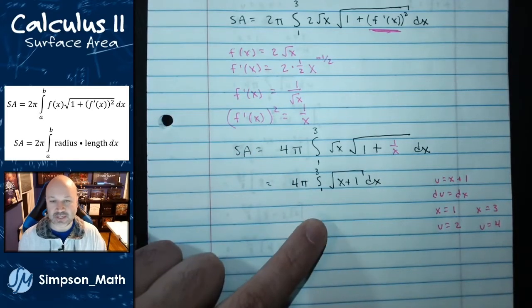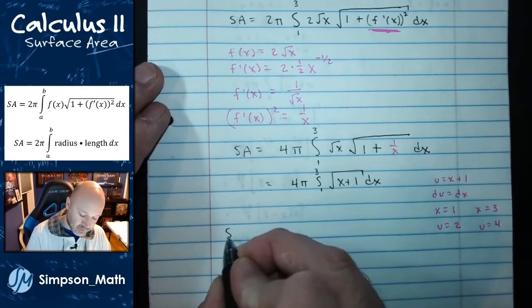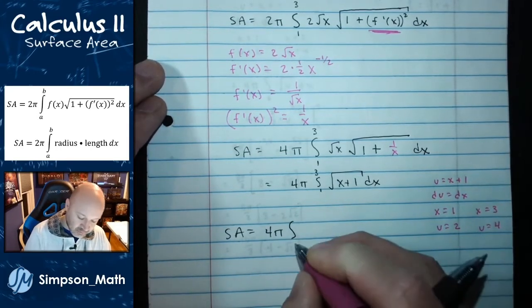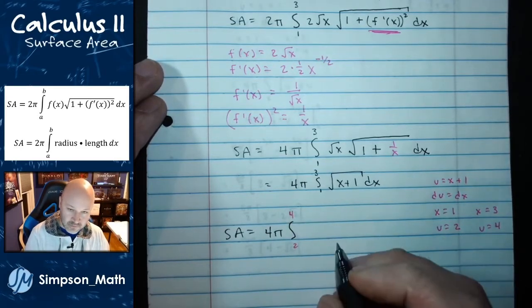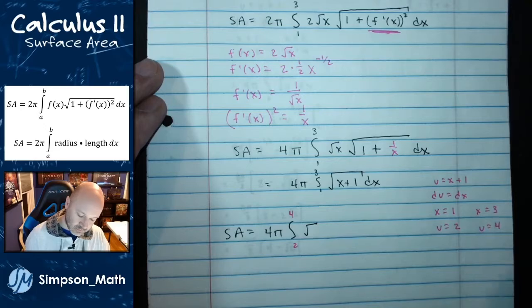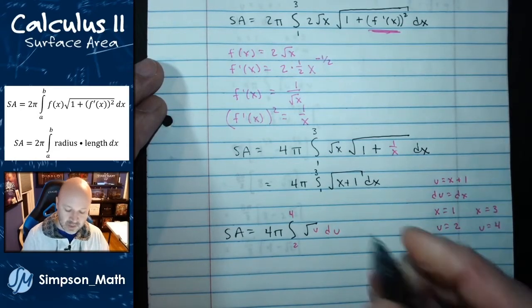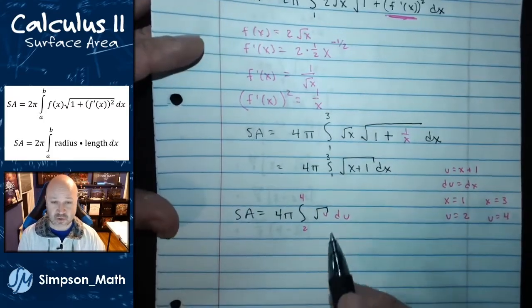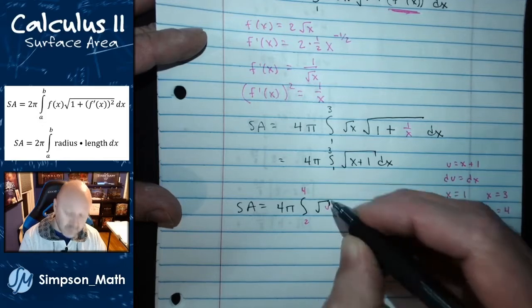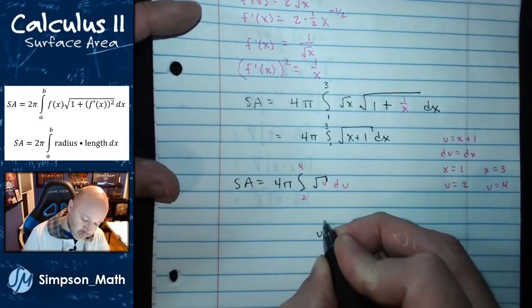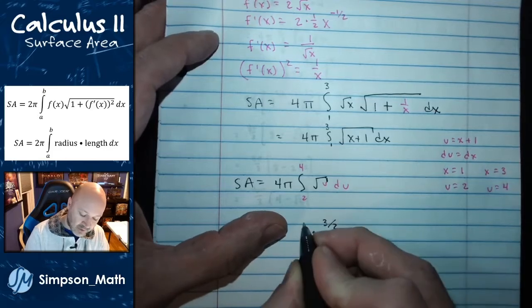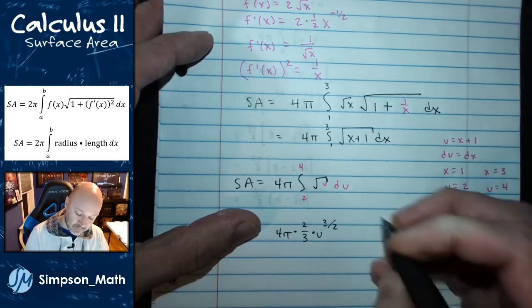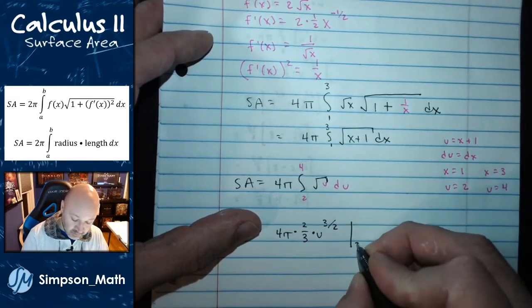So I'm going to rewrite my integration in u land. So I have surface area equals 4 pi times the integral, now from 2 to 4, of the square root of u du. Oh yeah, I can integrate this. It's just the power rule for differentiation in reverse. So the u to the 1/2 power is going to become u to the 3/2 power. Multiply out front by the reciprocal, 2/3. I still have a 4 pi. And I need to evaluate this from 2 to 4.